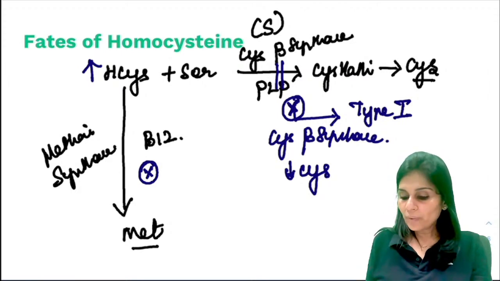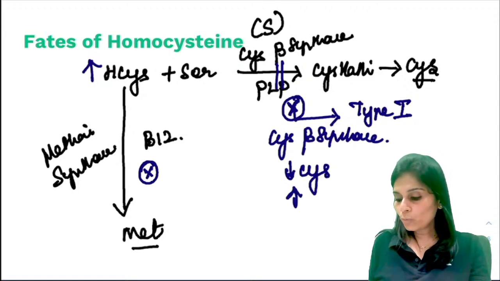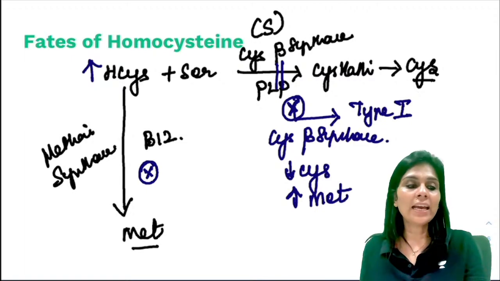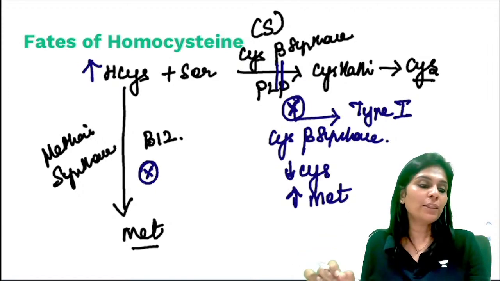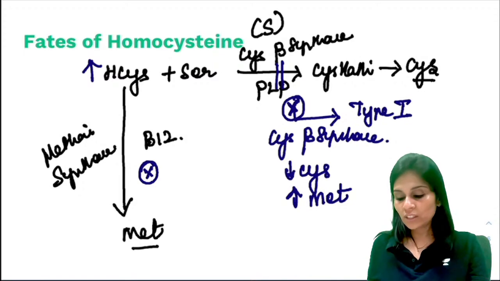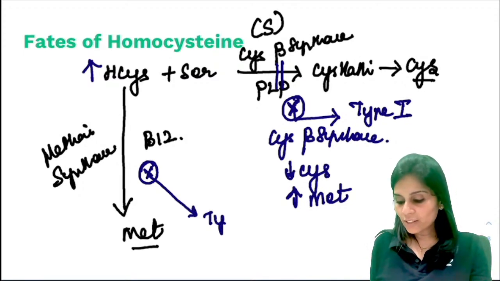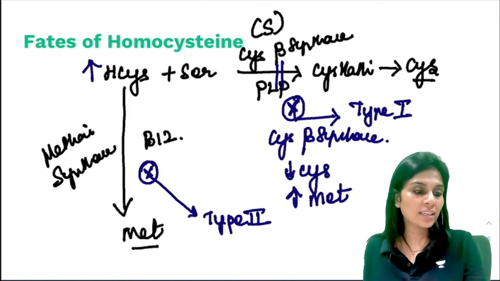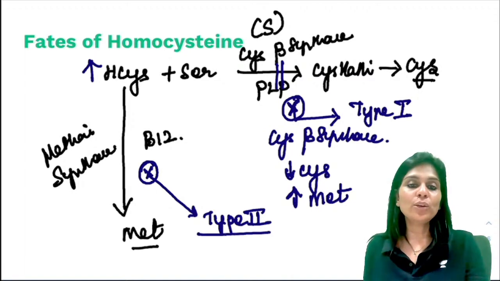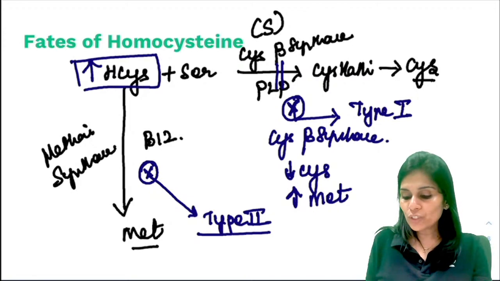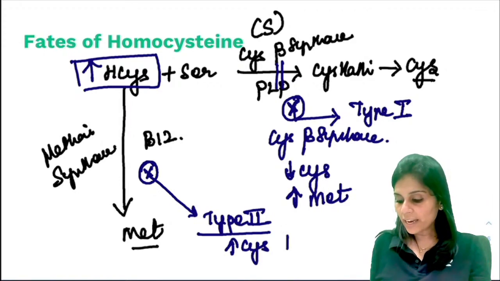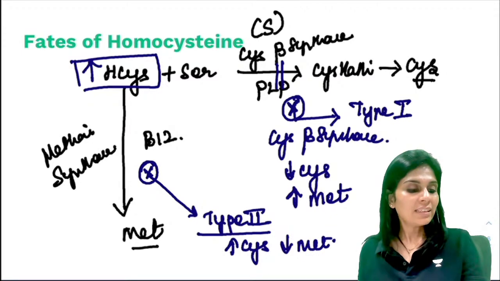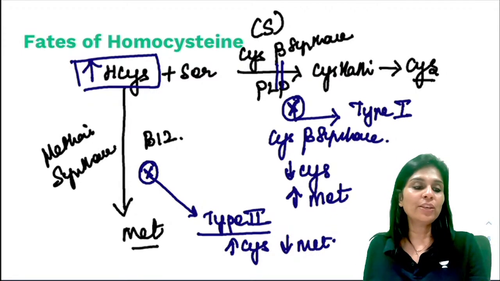So when the homocysteine level is elevated, it gets converted to methionine. So in type 1 homocystinuria, there is low cysteine and high methionine. Is that clear? In type 1 homocystinuria, there is low cysteine and high methionine. So what is type 2 homocystinuria? Type 2 homocystinuria is caused by the defect of methionine synthase. And if it's caused by a defect of methionine synthase, the accumulated homocysteine will get converted to cysteine. So in this case, cysteine level will be high and methionine level is low. Is that clear?